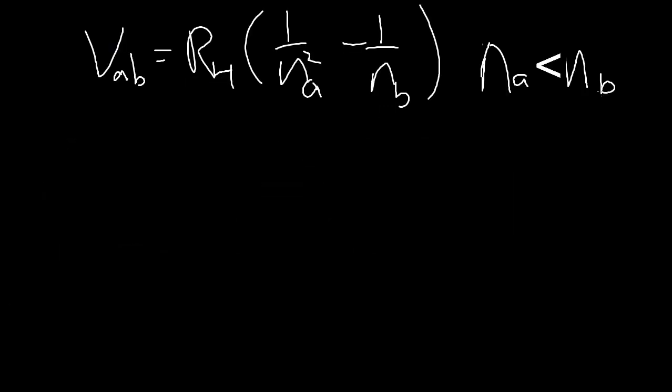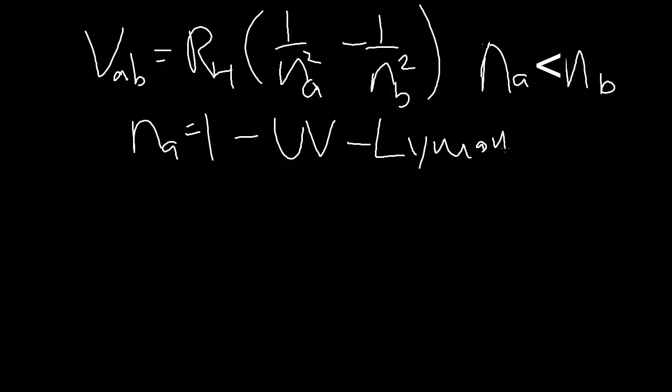So rewriting that, as long as nA is greater than nB, so we have a positive number, that should give us the frequency for all other transitions. And in fact, it does. If we put nA equal to 1, we get a bunch of lines in the UV, and that's called the Lyman series, named for the first person that observed it.